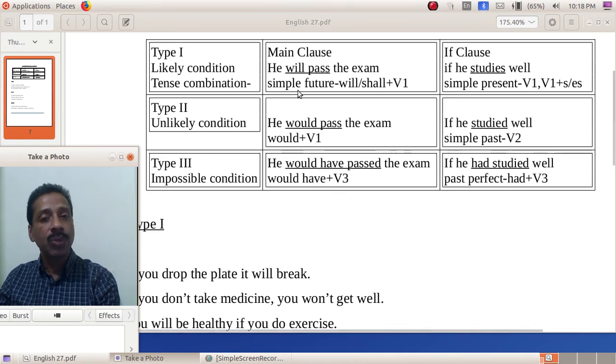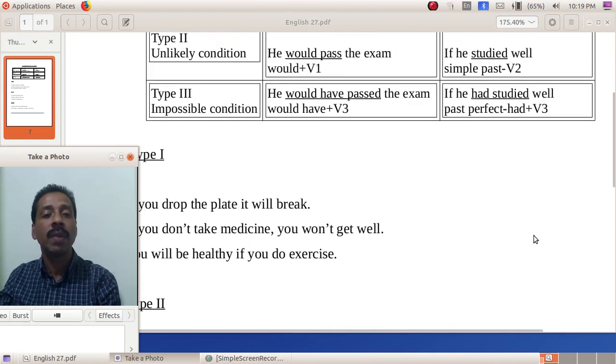So if you learn these verb combinations, that's enough. Understood? There is no other verb combination possible. If it is simple present, you should use simple future. You cannot use simple present here and would plus verb there. You cannot say that if he studies well, he would pass the examination. It's wrong. If he studies well, he will pass the examination. Understood? So these three verb combinations you have to learn in type 1, type 2 and type 3 conditional clauses. That's the only thing I think you have to keep in mind regarding these conditional clauses.